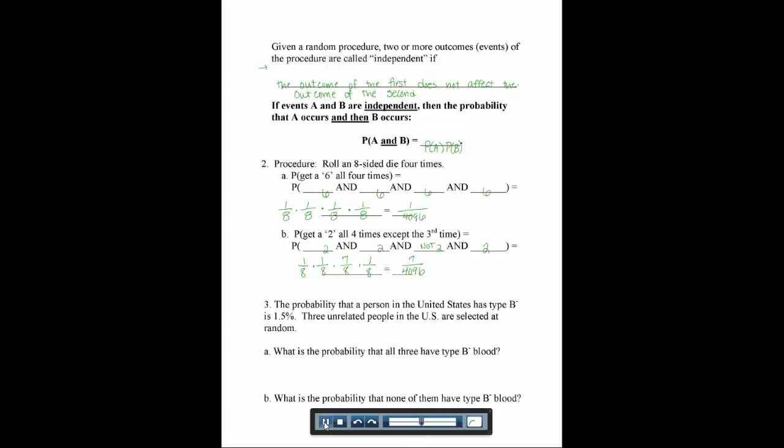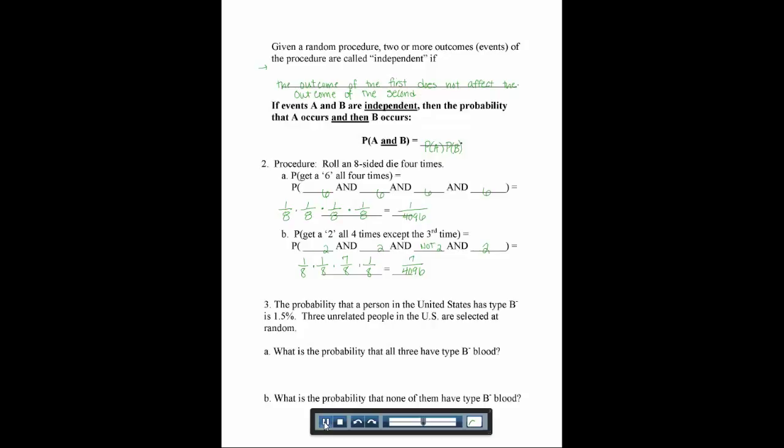So on question number 3, it says the probability that a person in the United States has type B negative, this is blood type, is 1.5%. 3 unrelated people in the U.S. are selected at random. So we want to know what's the probability that all 3 have type B negative blood. So here we'd want person 1 to have B negative, person 2, and person 3.